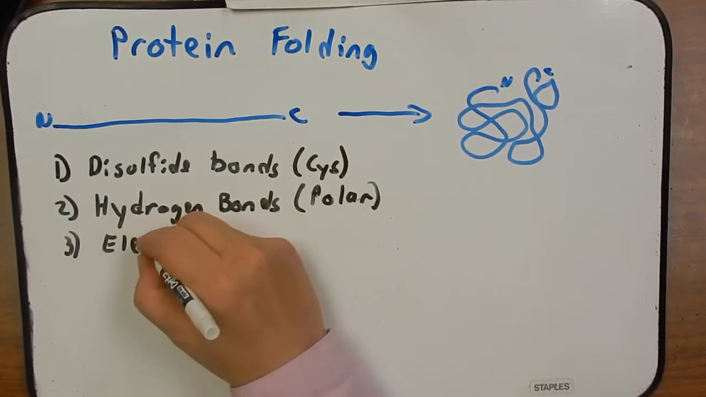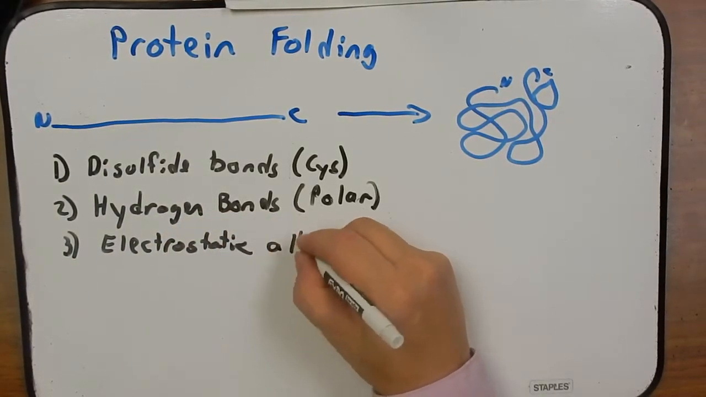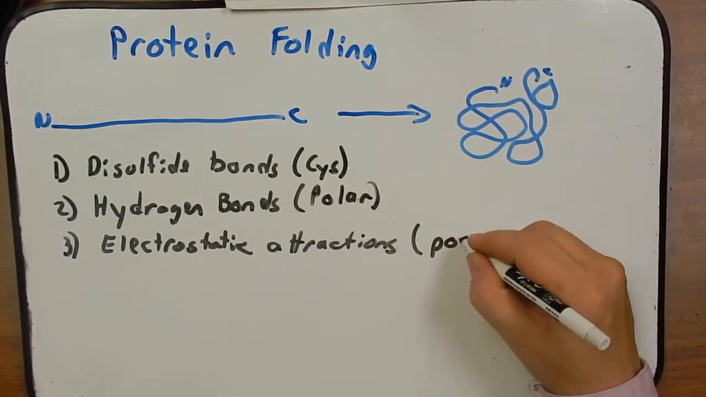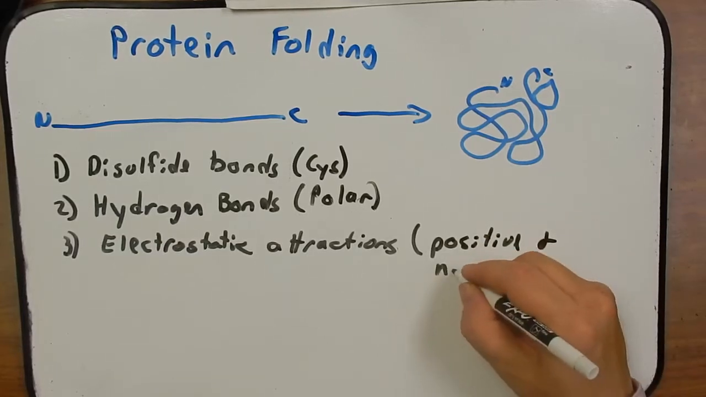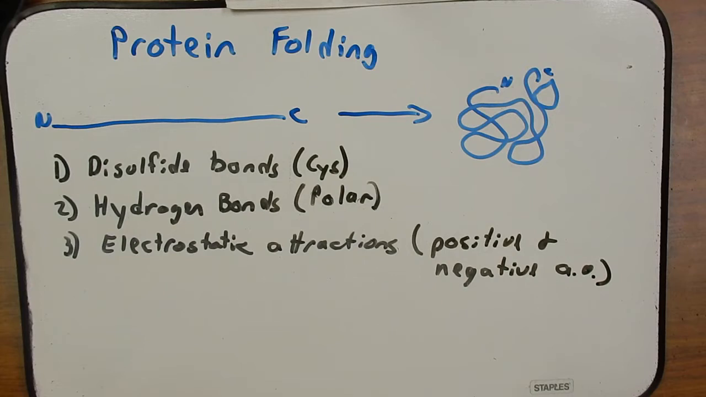Electrostatic attractions. The amino acids that are going to play a role in this are going to be the positive and negative amino acids. So for the positively charged ones, we're talking about lysine, arginine, and histidine. And the negative ones, we're talking about aspartic acid and glutamic acid.